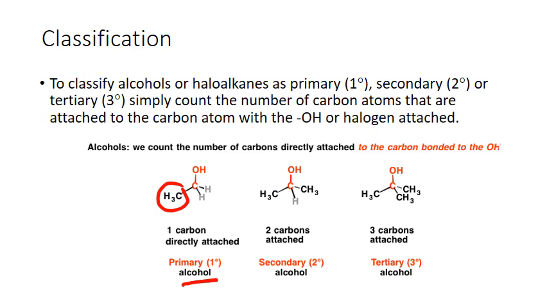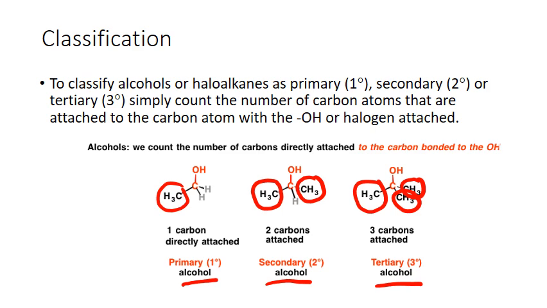The next one along has two carbons attached to the carbon that has the alcohol group, therefore it's secondary. And finally, the last one has 1, 2, 3 carbons attached to the carbon with the OH. That is a tertiary alcohol.